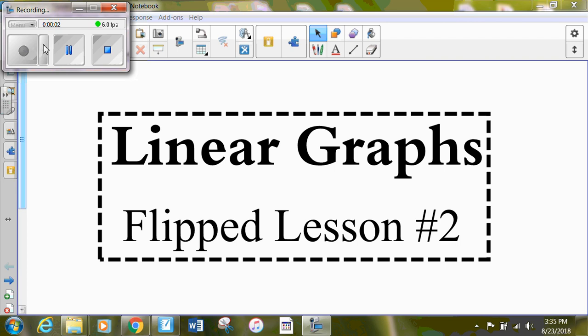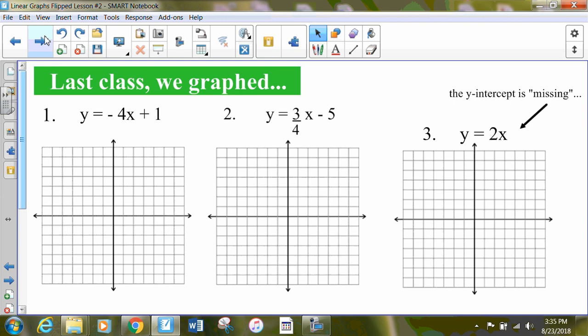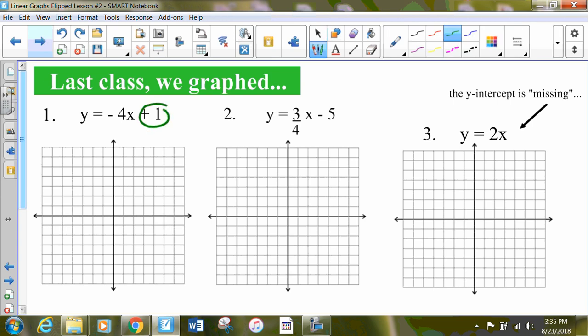Okay, here we go, linear graphs, flipped lesson number 2. Last class, we graphed equations that were in slope-intercept form, like number 1. We graphed this one by first noticing that the y-intercept was 1, and the slope was -4. That meant down 4, 1, 2, 3, 4 over 1. And we connected those two dots the best that we could.